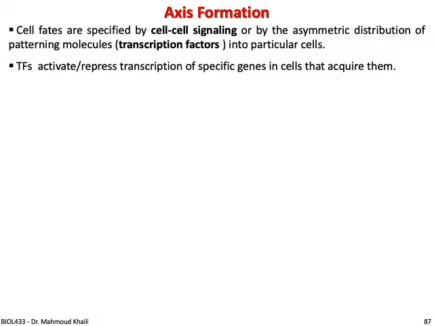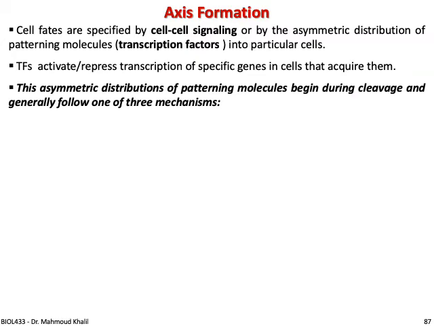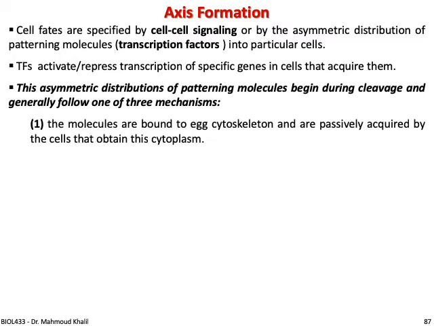Axis formation. Cell fates are specified by cell-cell signaling and the asymmetric distribution pattern of the transcription factors. These TFs activate or repress transcription of specific genes that require them. This asymmetrical distribution pattern of the molecules begins during cleavage, because, as we said before, the cleavage distributes these transcription factors along the blastomeres. So this asymmetric distribution of patterning molecules begins during cleavage and generally follows one of three mechanisms.